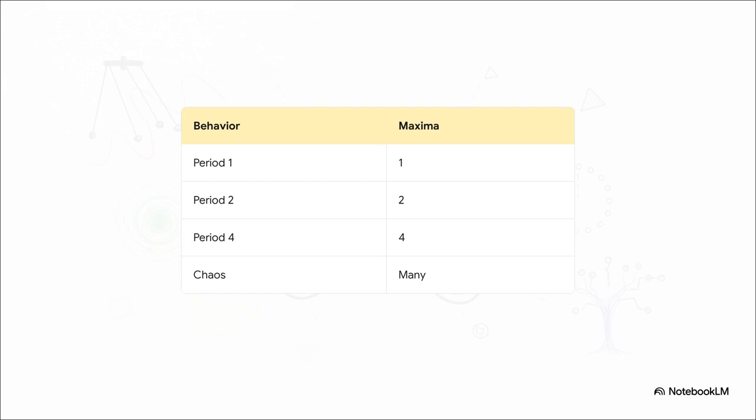Bump it to 0.38, you get 4 maxima, period 4. But if you push parameter A to 0.45, the whole pattern completely shatters. The maxima become innumerable, completely dispersed all over the place. That, my friends, is pure chaos.